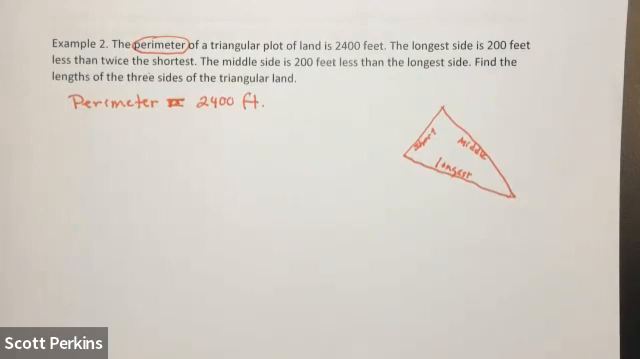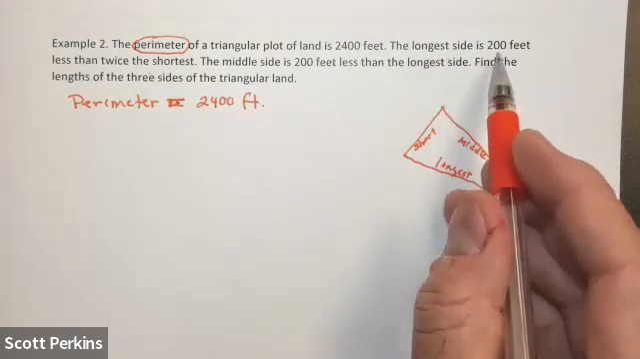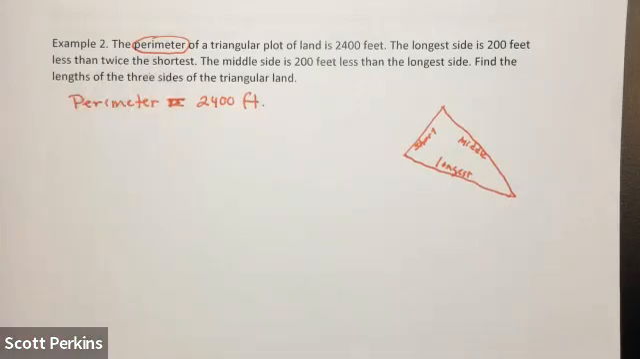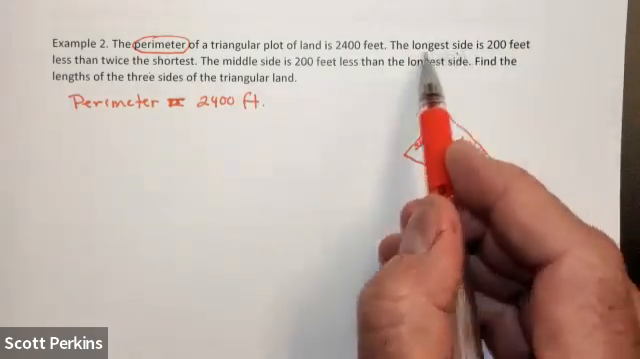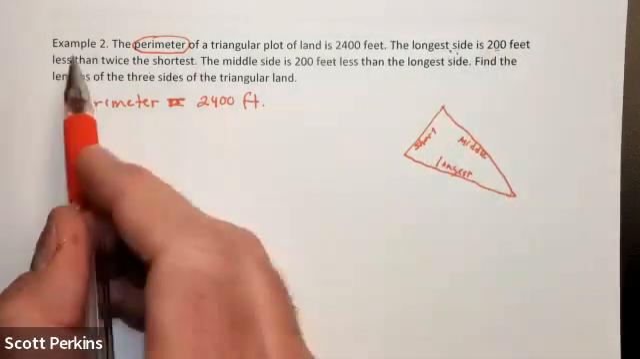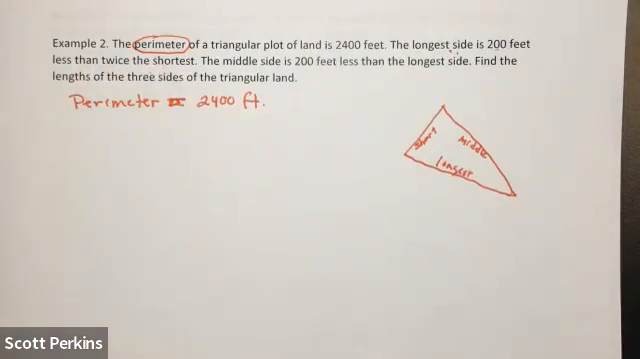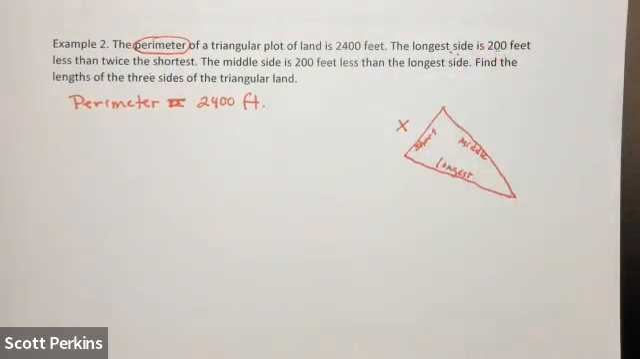The next sentence says, the longest side is 200 feet less than twice the shortest. Again, I'll ask the same question I asked before. If I'm going to find the longest side, what side should I call x? It's 200 feet less than twice the shortest. So which side do I need to call x? The shortest, yes, because the longest side is based on knowing that. And since I don't know that, I'm going to call it x.